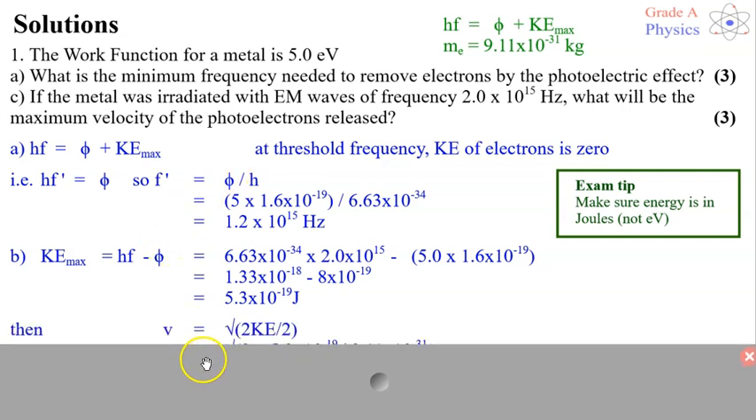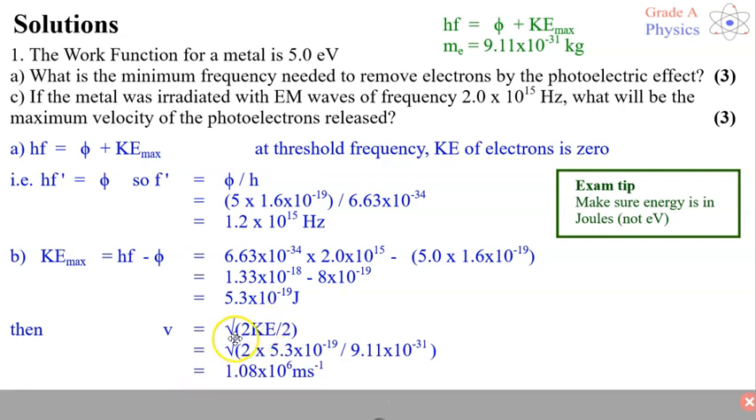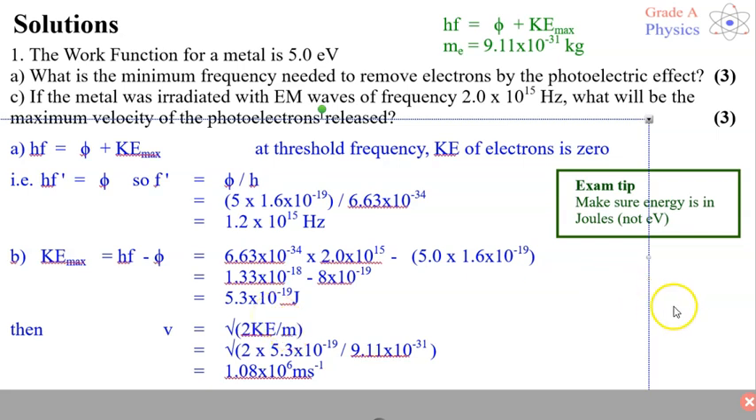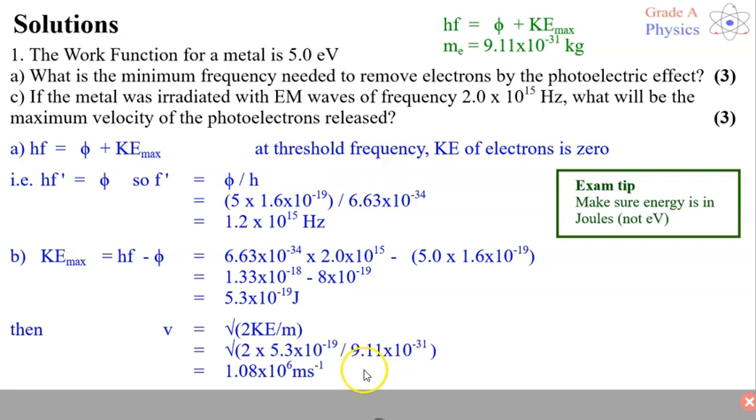So we know that kinetic energy is equal to half mv squared. So to make v the subject, rearrange: root 2 KE, that's divided by 2. That should be divided by m, I think. A typo there. So we put in our values from before, and we should get this velocity here. That's going to be 1.1 times 10 to the 6.